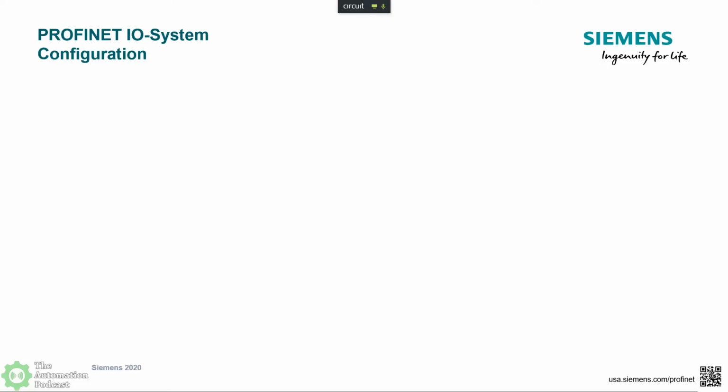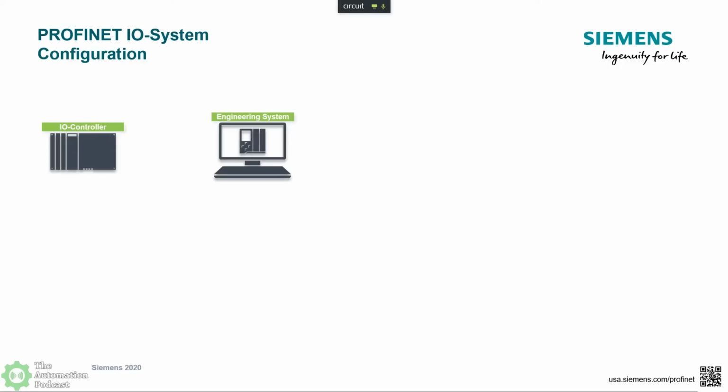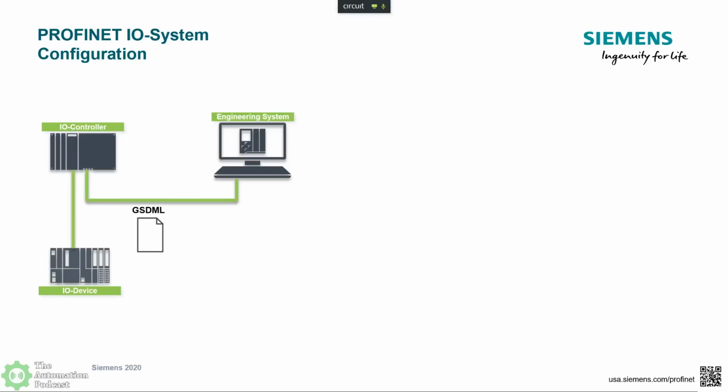Okay, so Shawn, I mentioned before that I want to talk about the configuration of a PROFINET I/O system. So now this is the slide. We have the I/O controller and we have the engineering system. And we have the I/O device, and each I/O device comes with a GSDML file, the description file, which defines the functionality and the device model. Those are connected via Ethernet, and the first step is to import the GSDML file to the engineering system.